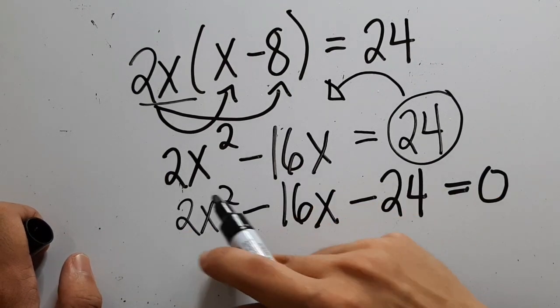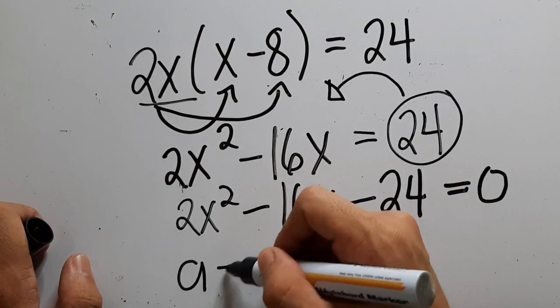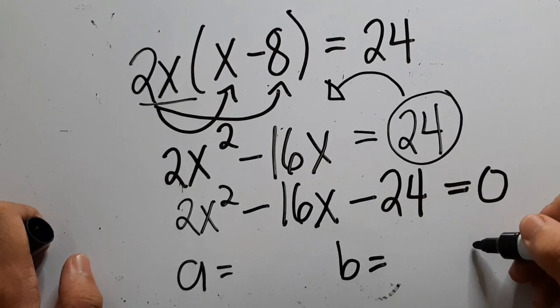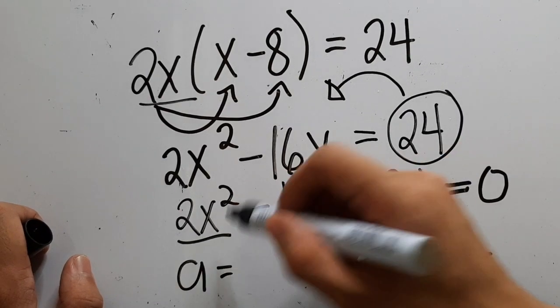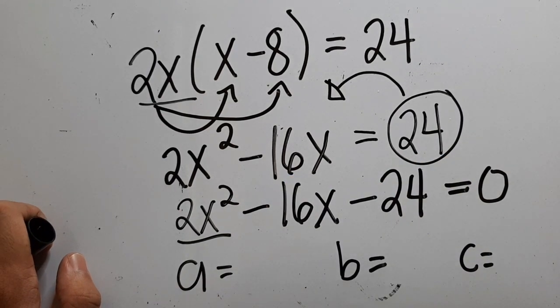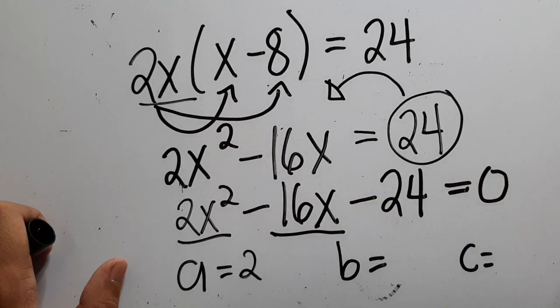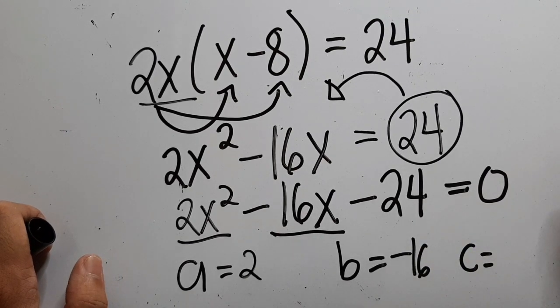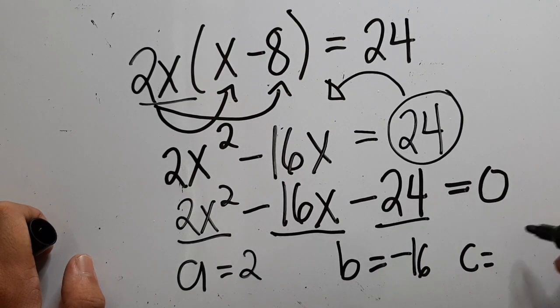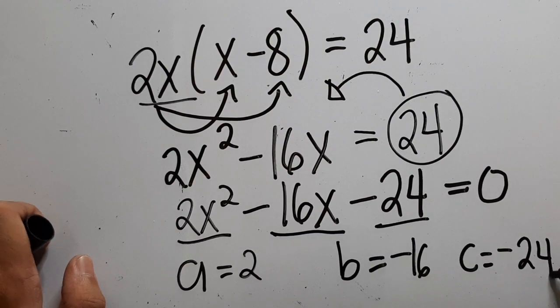So, now, using this equation, we can now identify the value of a, b, and c. Our a now is the first term. Kung ano ang numerical coefficient, siya ang ating ilalagay. The numerical coefficient in the first term is 2, kaya ang value ni a is 2. How about the second term? Ang kanyang numerical coefficient ay negative 16, kaya ang value ng b natin ay negative 16. And sa c naman, ang third term natin is negative 24, kaya negative 24 is our c.